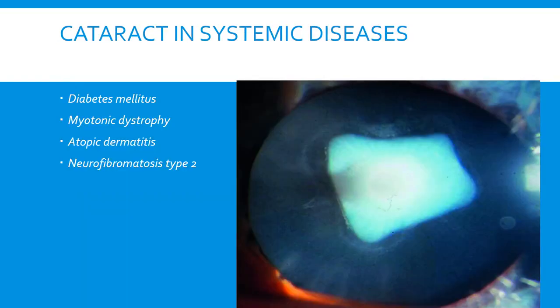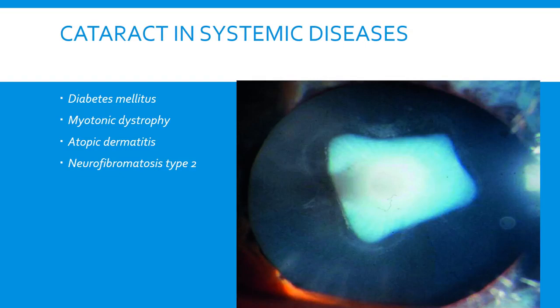Cataract in systemic diseases can occur in diabetes mellitus. Hyperglycemia is reflected in a high level of glucose in the aqueous humor, which diffuses into the lens. Glucose is metabolized by aldose reductase into sorbitol, resulting in secondary osmotic overhydration of the lens substance, with subsequent cataract formation.